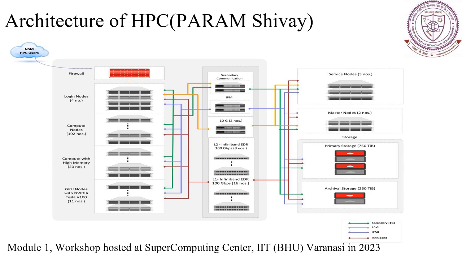Then the next one is the compute node with high memory, which is also known as the HM node. The high memory compute nodes are equipped with Intel Xeon processors with 768 GB of memory. Then there is the GPU node, also known as the accelerated node. The GPU nodes are equipped with Intel Xeon processors with two NVIDIA Tesla V100 GPUs on each node. After that, there are three service nodes, two master nodes, one primary storage, and a secondary communication network in between all these things.